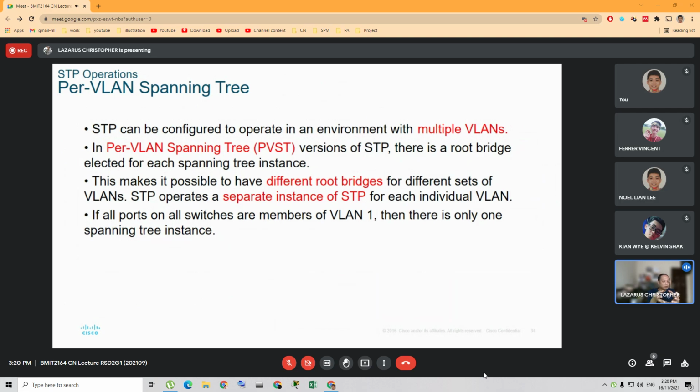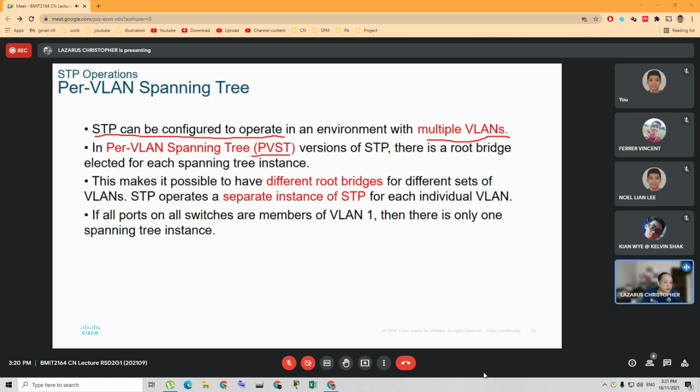So then you have to create STP or enable STP for that virtual LAN. Or you might end up enabling STP for all virtual LANs, right? So you can see this is what it means here. STP can be configured to operate with multiple VLANs. So when you have multiple VLANs, you have multiple spanning trees, which is called per VLAN spanning tree, PVST.